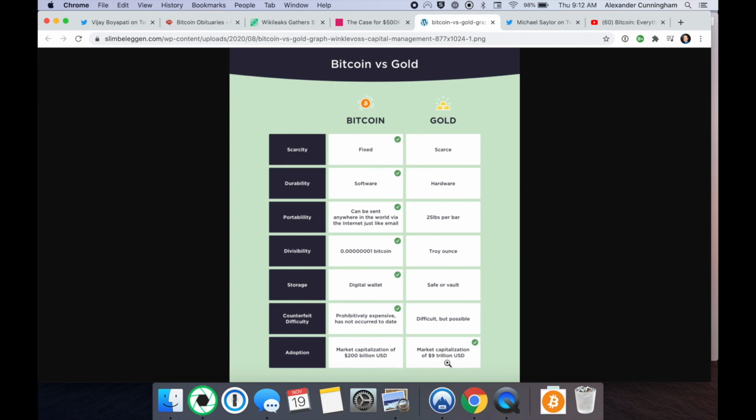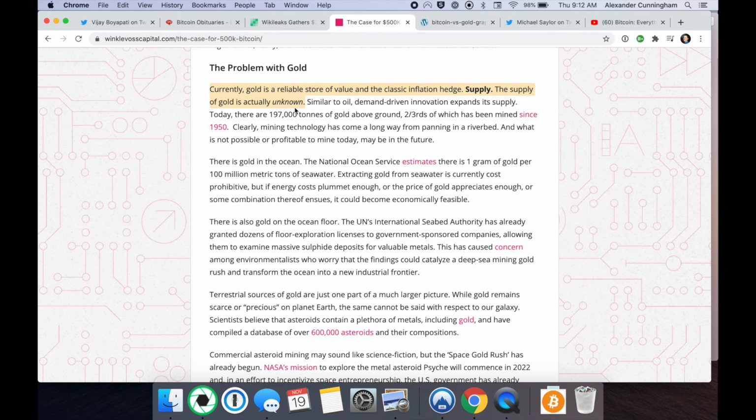And adoption, that's the one thing gold wins at. It's been around for 6,000 years. But I think the biggest point is that Bitcoin's scarcity is fixed, gold is not. Gold's supply increases at about 2% a year. We've recently discovered the biggest gold mine ever discovered. It exists in oceans, it exists in space, and to believe that gold supply is going to be finite underestimates the power of human ingenuity. So we don't know how scarce gold is.